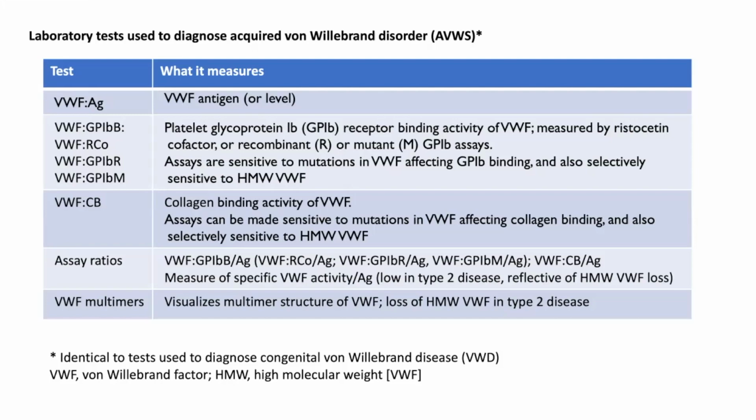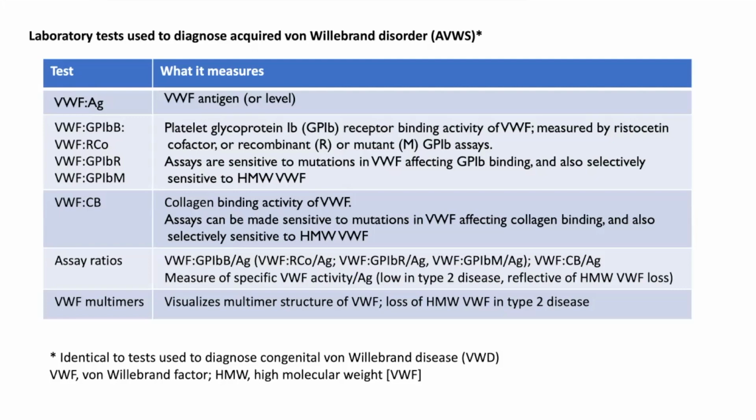Now, another assay that's not very often used is the collagen binding assay. This interrogates the collagen binding activity of von Willebrand factor. And remember, I mentioned that von Willebrand factor anchors platelets to the damaged endothelium via the subendothelial matrix components, such as collagen. So it's an important in vivo mechanism, and it's also an important in vitro assay. And the assays that we run can be made sensitive to von Willebrand factor affecting collagen binding and also sensitive to the high molecular weight VWF. And similarly, the glycoprotein 1B assays can be made sensitive to mutations in von Willebrand factor affecting glycoprotein 1B binding and also sensitive to high molecular weight VWF. But they're different assays and they're complementary.